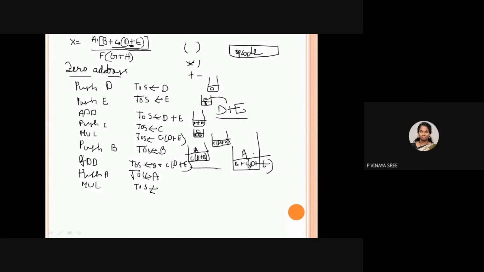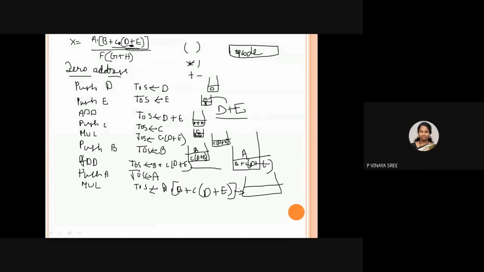So we have one as A and the other one as B plus C into D plus E. So in between we'll be having a multiplication. A into whatever that we have, B plus C into will be performed, and the result will be pushed again in a stack. So this is a result which is available in the top of the stack now. So you can represent that with this. This will be available here.